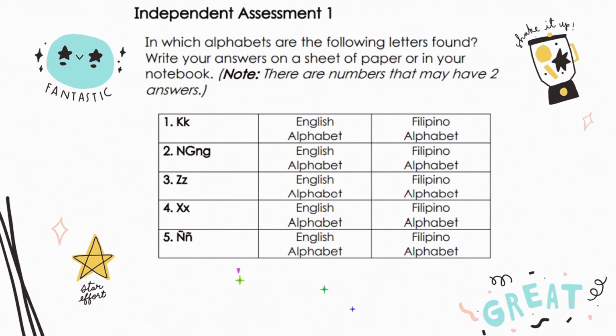Number 1, K. Number 2, NG. Number 3, Z. Number 4, X. And number 5, Ñ.